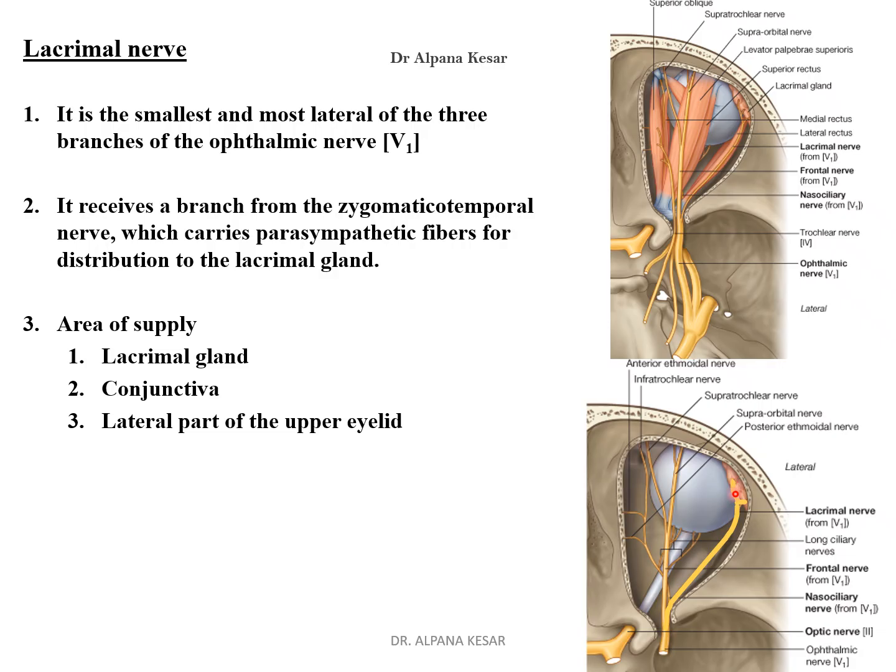The area of supply of lacrimal nerve is 1. Lacrimal gland, to which it delivers the sensory fibers as well as postganglionic parasympathetic fibers from the pterygopalatine ganglion. It is also sensory to the conjunctiva and the lateral part of the upper eyelid.